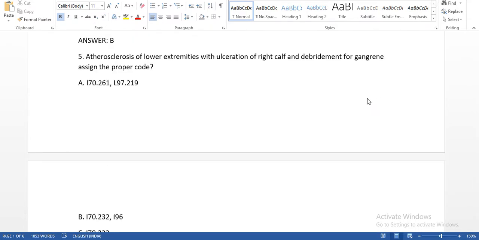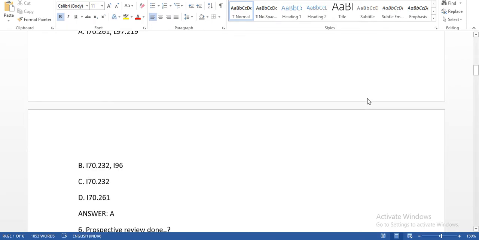Fifth question is atherosclerosis of lower extremities with ulceration of right calf and debridement for gangrene. Assign the proper code. We need to check here.